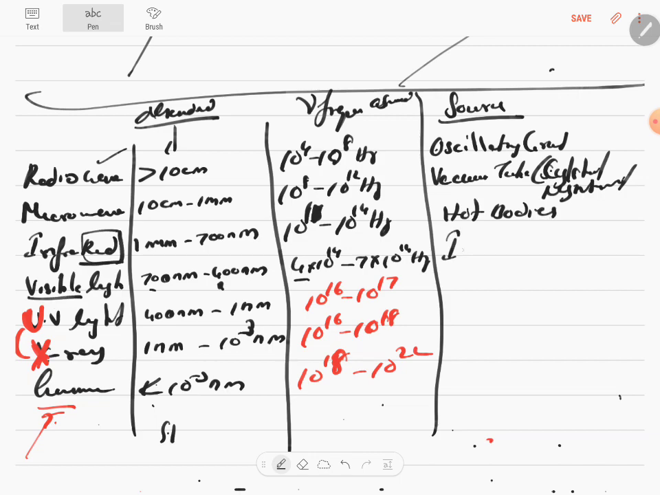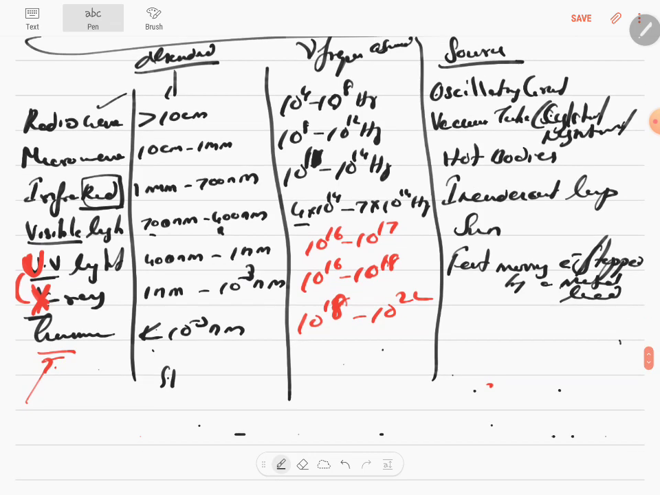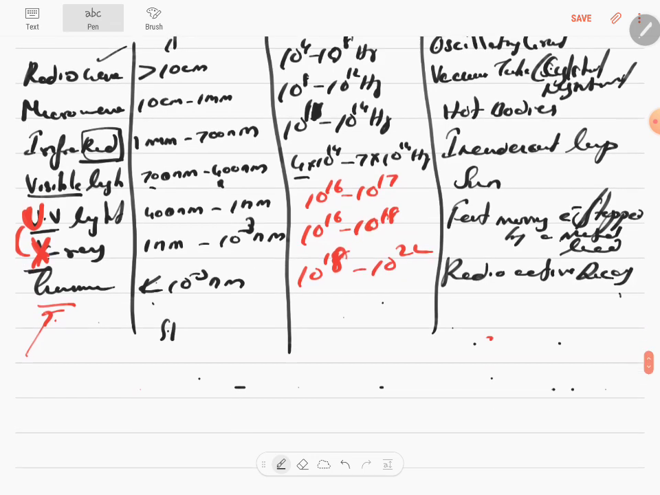Visible light is produced by an incandescent lamp. Any lamp produces visible light. Ultraviolet rays are produced by the sun. X-rays are produced by fast moving electrons when stopped by a metal like lead. Metal such as lead produces X-rays. Gamma rays are produced by radioactive decay. Please write this tabular column twice and it will become clear.